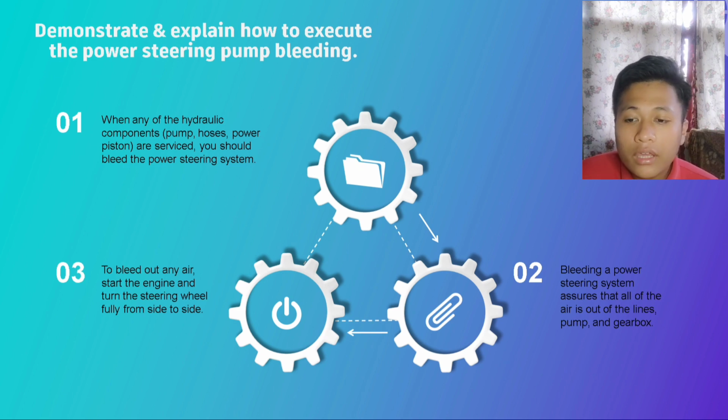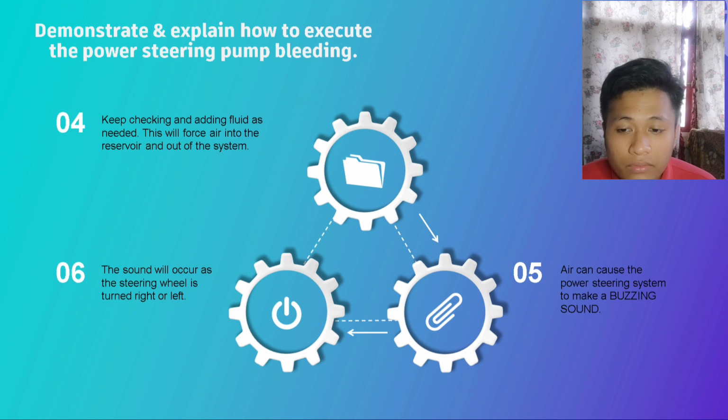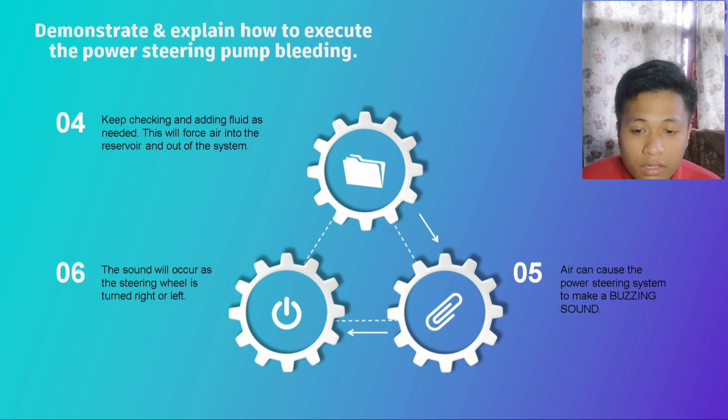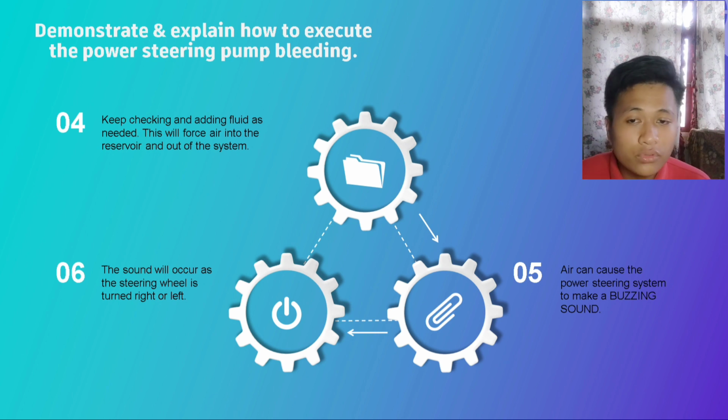To bleed out any air, start the engine and turn the steering wheel fully from side to side. Keep checking and adding fluid as needed. This will force air into the reservoir and out of the system, or air can cause the power steering system to make a buzzing sound. The sound will appear as the steering wheel is turned right or left.